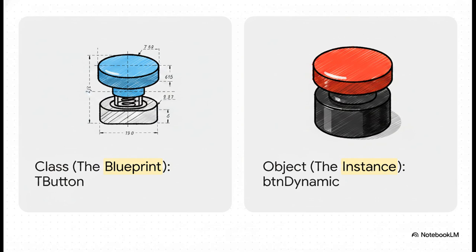TButton, that's the class. It's the blueprint that defines what a button is and what it can do. But when you write code to create a button while your program is running, the variable you use, like btnDynamic, that holds the actual object. That's the real tangible instance of a button that you can see and click on the screen.